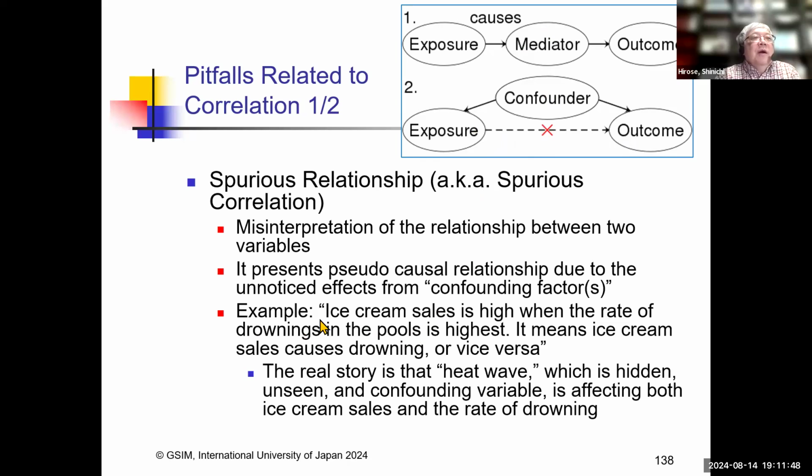For example, ice cream sales are high when the rate of drowning in the pool is highest. Does it mean ice cream sales cause drowning, or vice versa? It's wrong, correct? The real story is the heat wave, which is hidden, unseen, and confounding. A heat wave is affecting both ice cream sales and the rate of drowning.